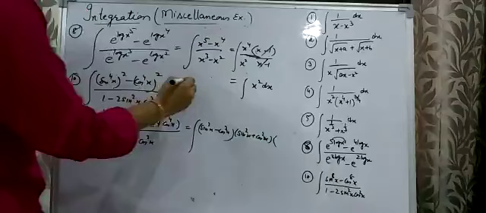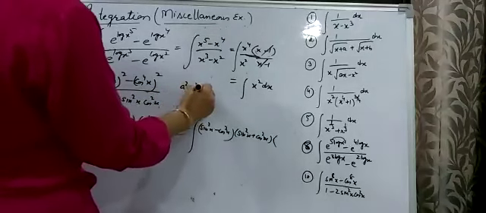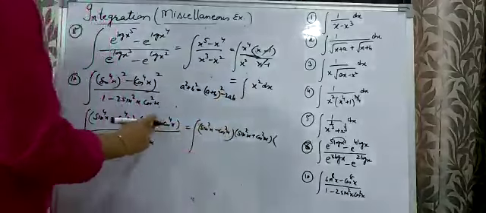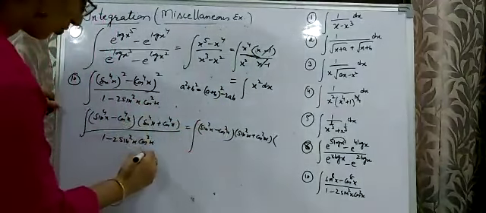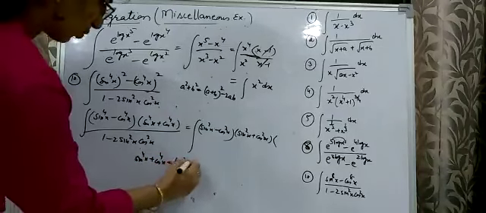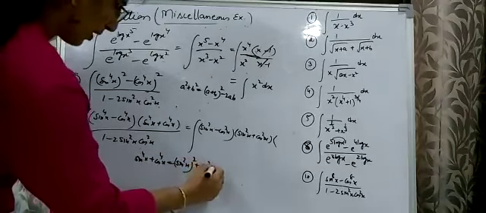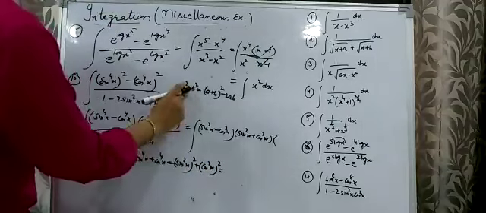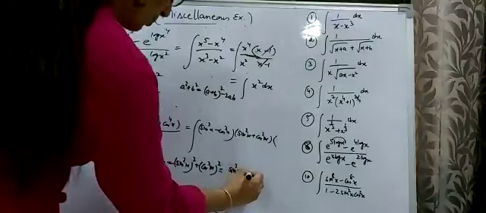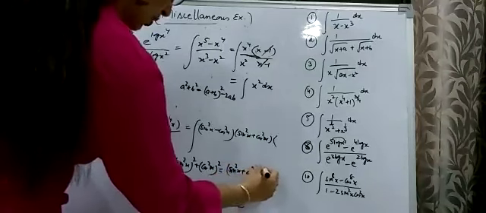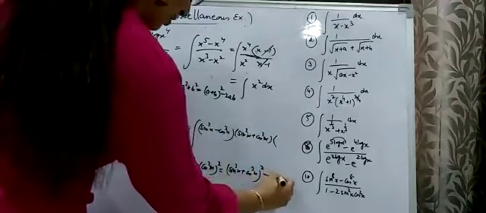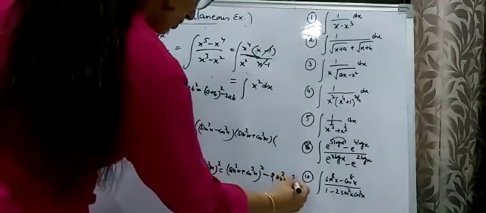And how will you solve this? We have the formula of a square plus b square as a plus b whole square minus 2ab. So you can write sine raised to power 4x plus cos raised to power 4x as sine square x whole square plus cos square x whole square. So this becomes a square plus b square. So what is a here? Sine square x. What is b? Cos square x. Its whole square minus 2ab. What is ab here? Sine square x cos square x.